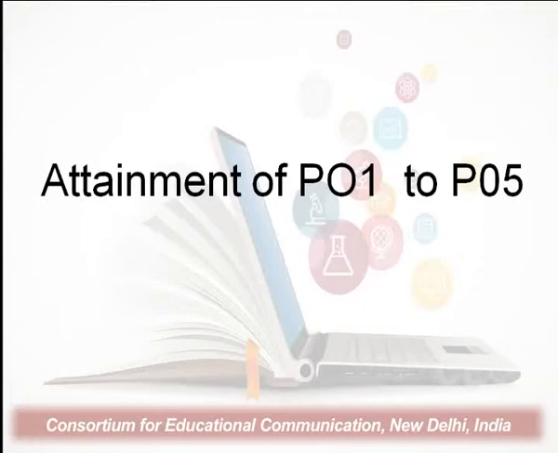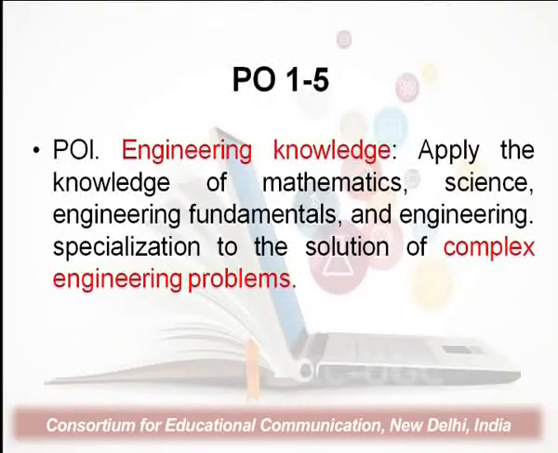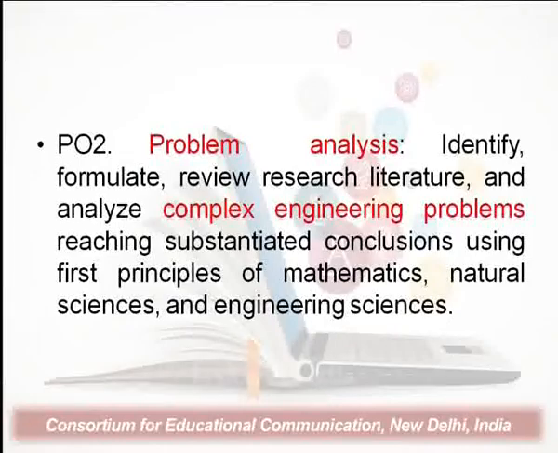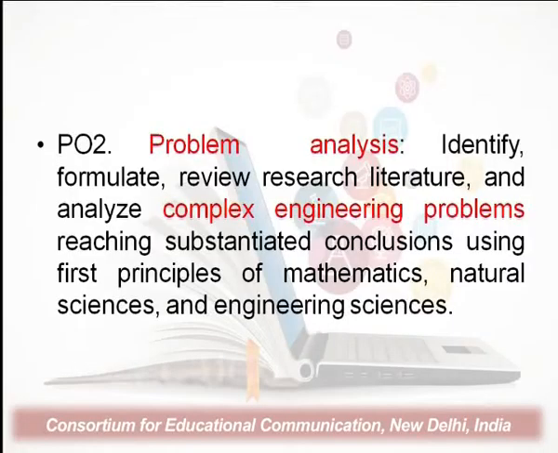Now coming on to the attainment part of program outcomes 1 to 5, which we have just read. The first program outcome, number 1, is engineering knowledge, that is, apply the knowledge of mathematics, science, engineering fundamentals and engineering specialization to the solution of complex engineering problems. Now program outcome number 2 is problem analysis, that is to identify, review literature, analyze complex problems, reach substantiated conclusions using the first principles of mathematics, natural science and the engineering sciences.